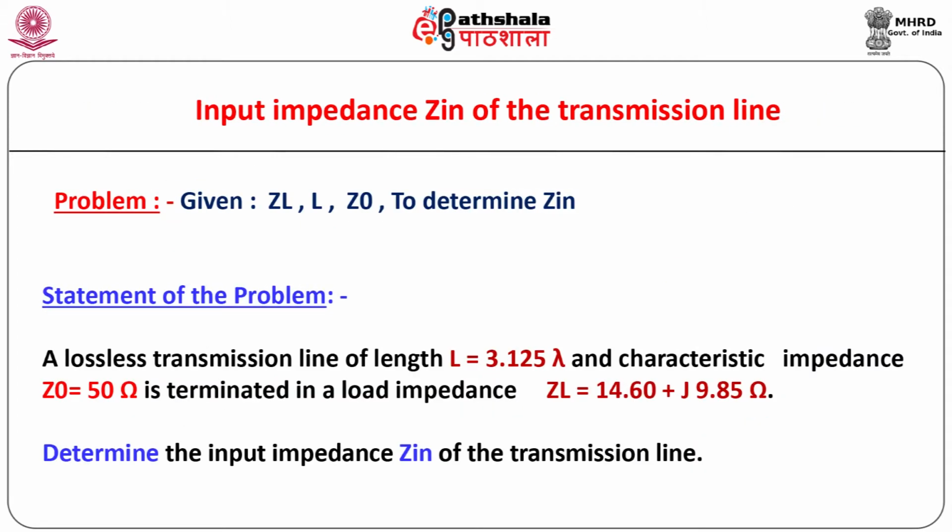Smith chart can be used to determine input impedance Zin of a transmission line in a very simple manner. As an illustration, let us discuss the solution of a problem both analytically and by using Smith chart. The problem reads as shown.